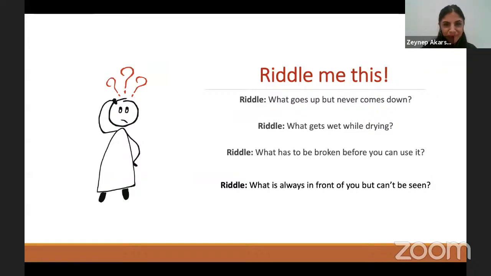Helpers look totally stumped by this one, so maybe I shouldn't put you on the spot, but I think the second one is quite easy. Let's see, what gets wet while drying? Can any of you answer that one?